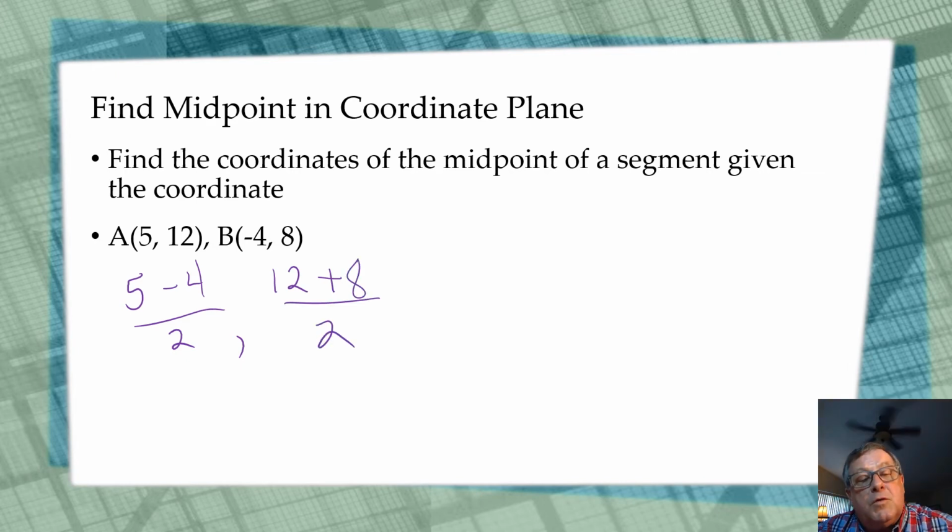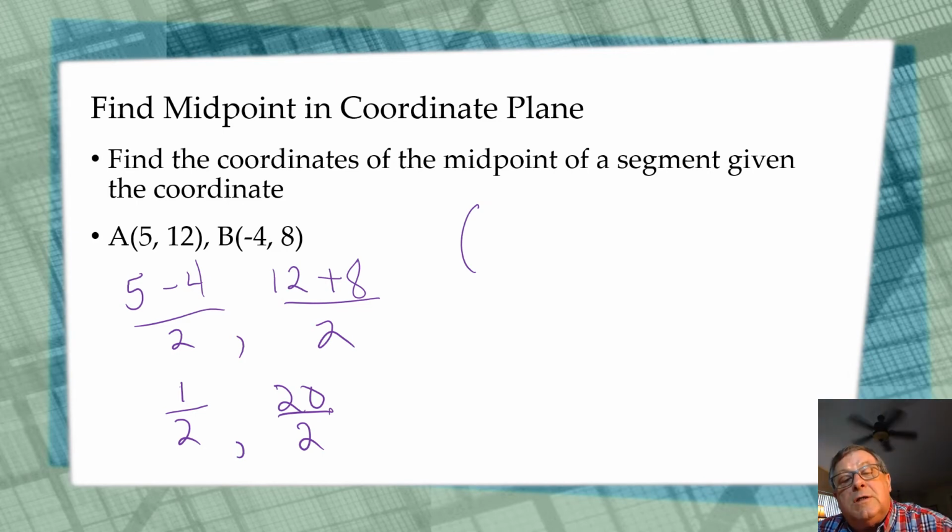Well, let's see. 5 minus 4 is 1 over 2, so that's going to be 1/2. And 12 plus 8 is 20 over 2, and when we finish dividing that out, that would be 10. And so the coordinates of our midpoint are (1/2, 10). So when x is 1/2 and y is 10, that's the midpoint of the segment AB, where A has coordinates x is 5, y is 12, and B has the ordered pair x equals -4 and y equals 8.